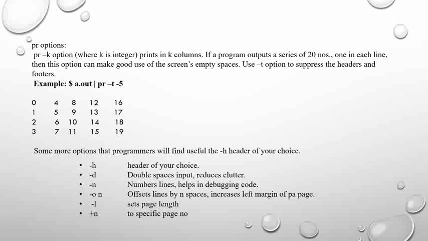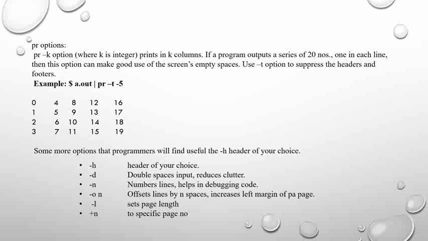So usually if you are not using the -t option, then you can have a header of your choice with the -h option. This option is followed by the header string. There are some more options that programmers will find useful, and these are options like h, d. These are nothing but the header options which are of your choice.